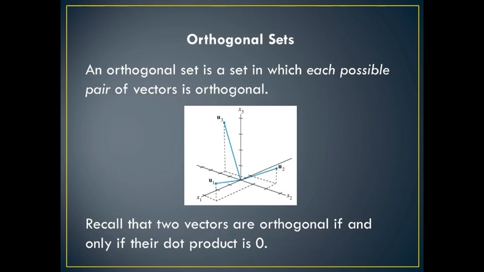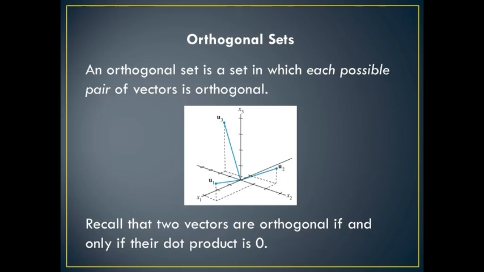An orthogonal set is a set in which each possible pair of vectors is orthogonal. Recall from the previous section that two vectors are orthogonal if and only if their dot product is 0. So we'll be using dot products to test whether sets are orthogonal or not.